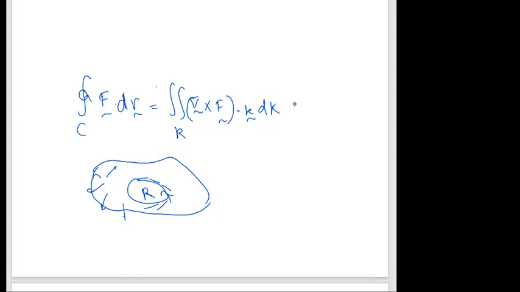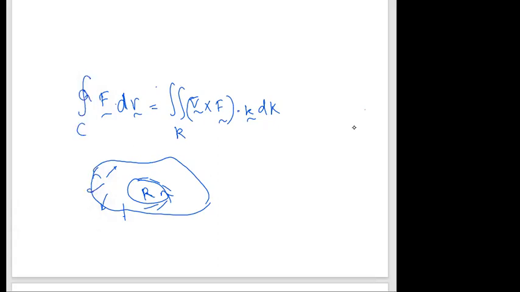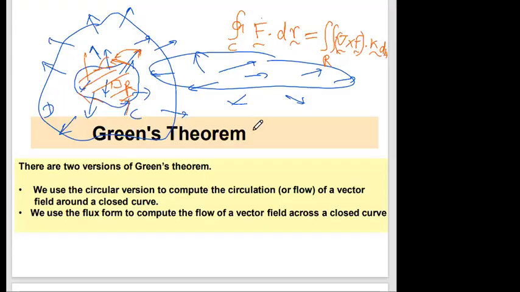And the other version, we measure the tendency of the vector field to be aligned with the normal vector to the curve. So this time F dotted with the normal vector. Let me go to the second version.